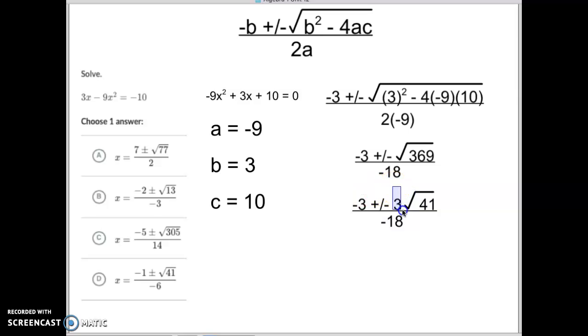Now, here's the deal. Because this 3 is connected to the square root of 41, we only simplify the number in front of the square root. We don't touch the 41, so the 41 will stay the same. But we will divide all 3 of these terms by 3. When we do that, we get -1 for the first term, plus or minus 1 times the square root of 41 all over -6. You'll notice how this is almost identical to this, except I have a 1 in front of here. Well, guys, what is 1 times anything? It's that term itself, right? So the 1 times square root of 41 is just simply the square root of 41. We don't need this 1 in front of there. So your answer on this one would be letter D.